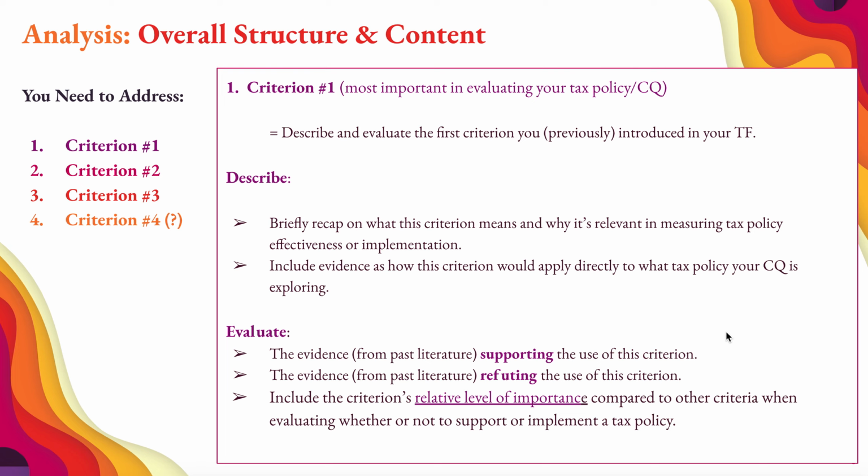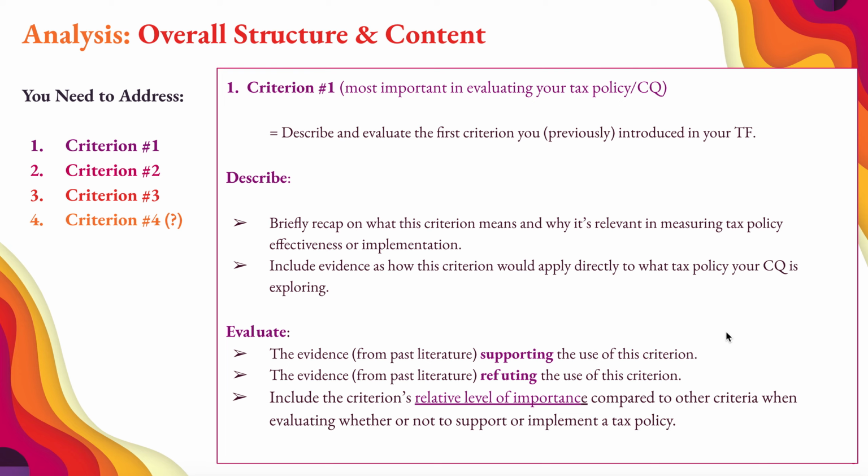So you're supposed to evaluate basically evidence from past literature that support the use of this criterion, the evidence from past literature refuting the use of this criterion, and then you need to obviously explain and include the criterion's level of importance comparing to the other criteria. So obviously you need to include, why is this the most important criterion? Why did you put it number one?